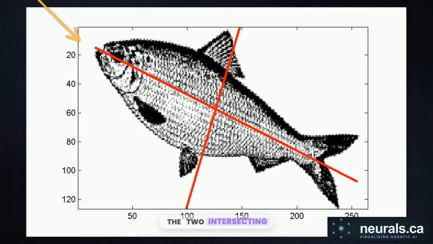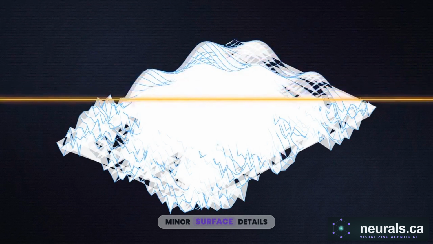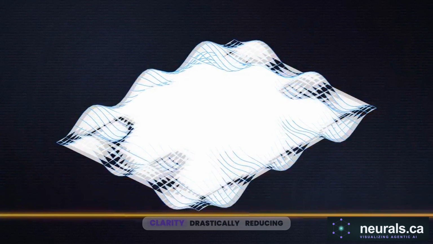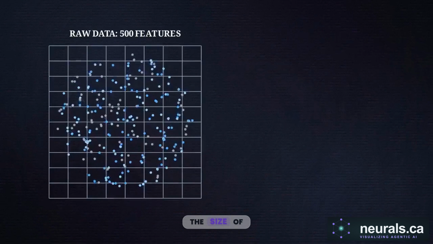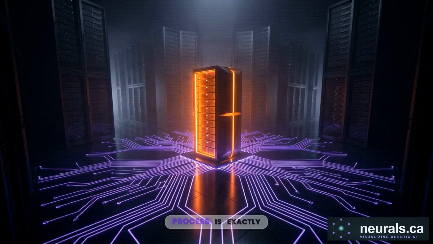The 2 intersecting red lines represent the primary axes of length and height. The algorithm finds the physical structure by aligning with the greatest spread of pixels. All minor deviations outside those axes are categorized as noise and removed. It acts as a ruthless editor. You trade the minor surface details for major structural clarity, drastically reducing the size of the file for faster storage and transmission. This editing process is exactly why PCA is so crucial in the backend of machine learning architectures.